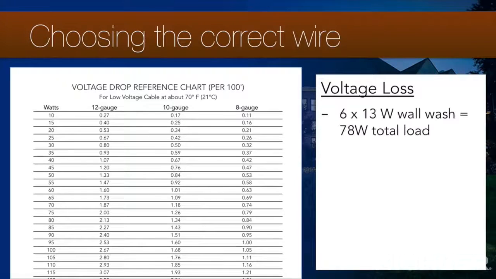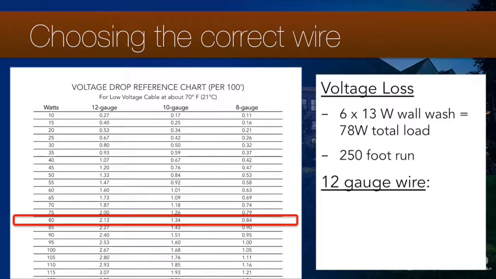Let's suppose we have 6 13-watt accent lights totaling 78 watts at the end of a 250-foot long driveway. Our voltage at the transformer is 110 volts, and we measure the voltage at the 15-volt lug at 13.75 volts. Will 12-gauge wire be sufficient for this task?